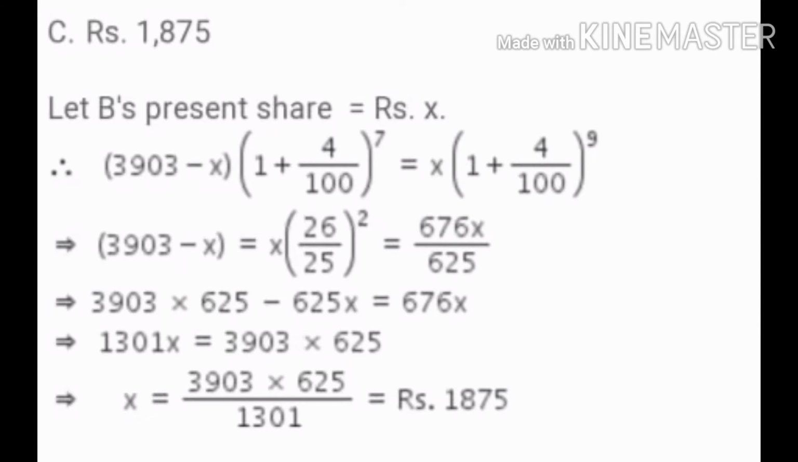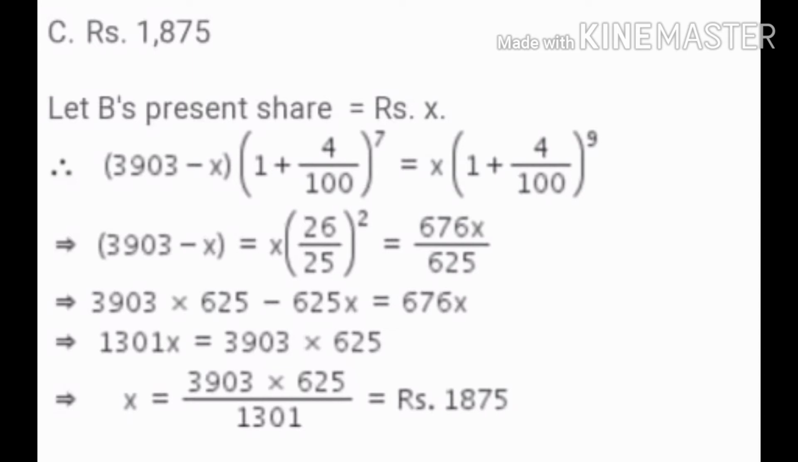Let B's present share be X. So 3903 minus X is the share of A, divided between A and B. So bracket 1 plus 4 upon 100, as 4 is the compound interest given, raised to power 7 years, equal to X into 1 plus 4 upon 100 raised to power 9 years. So 3903 minus X equal to X into 26 upon 25 whole square, which is equal to 676 X upon 625.